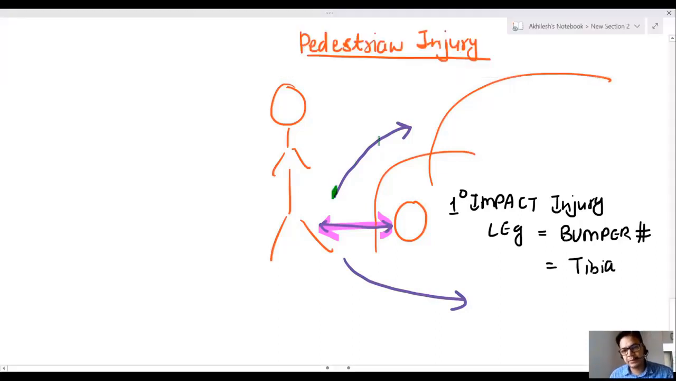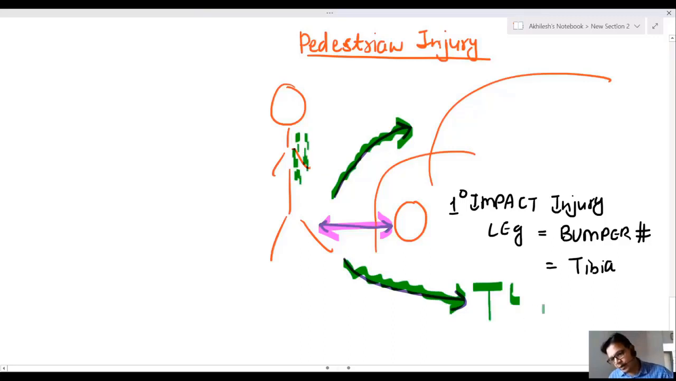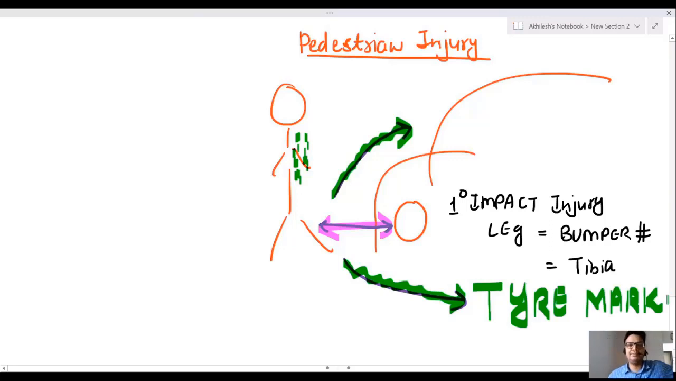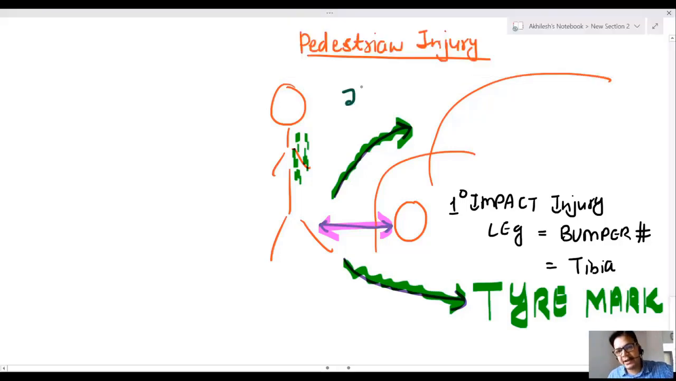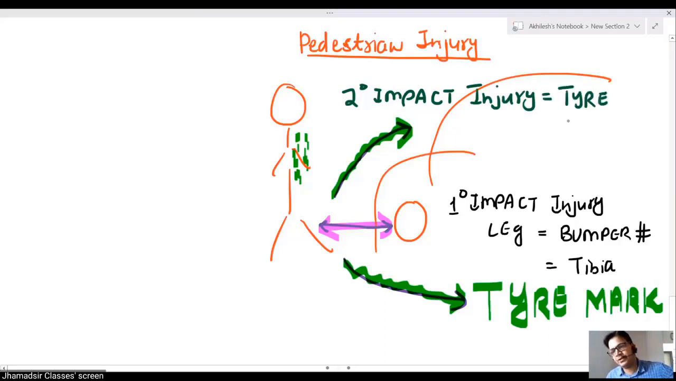Now, sir, you have two future. Either you will roll over the vehicle or you will be rolled over by a vehicle. So if you are rolling over the vehicle, there will be multiple injury on the body. And if you are rolled over by vehicle, there will be tire mark on the body. This is known as secondary impact injury. So sometime you get a question, tire mark are example of secondary impact injury. Bumper fracture is example of primary impact injury. So these are primary impact and second impact.